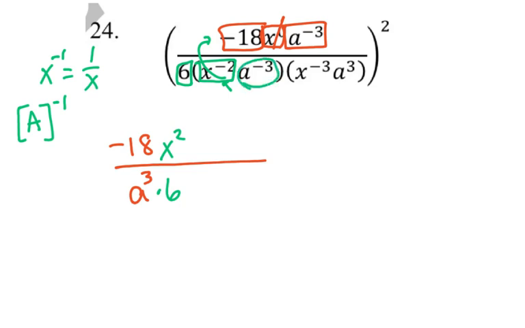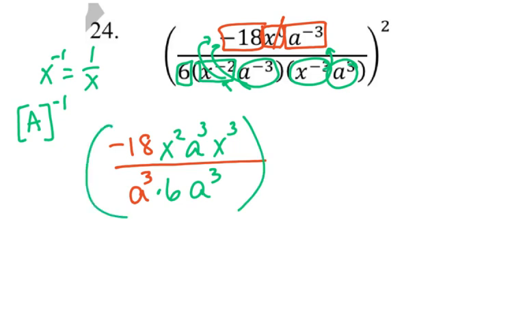A to the negative third, same thing. That's going to come up to the top. Now, once you've moved it, the negative is not there anymore. It does not change the sign out in front or anything like that. X to the negative third, that's going to go to the top as a positive 3. A to the third is going to stay below because it is a positive 3 and it's on the bottom, so it doesn't do anything.